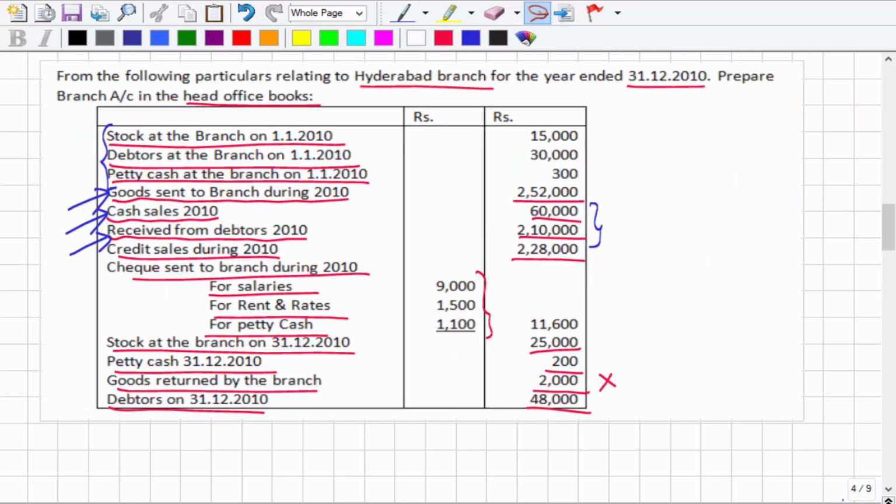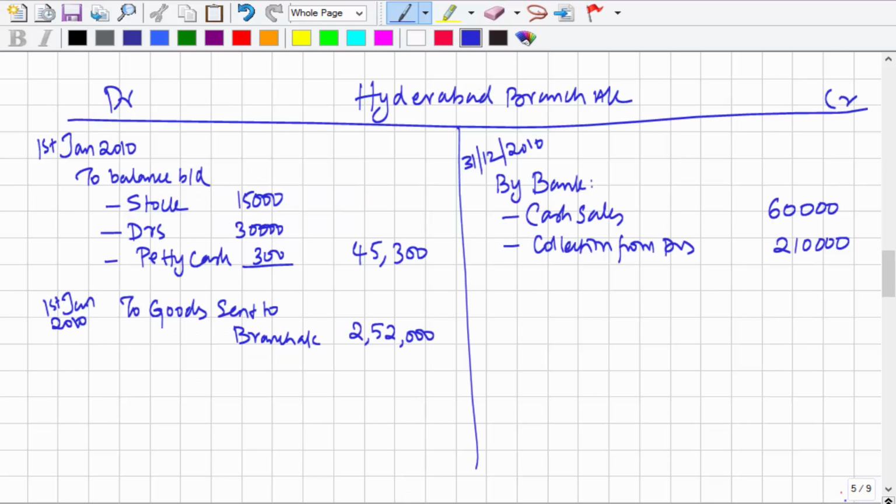Then we have credit sales during 2010, 2,28,000. Please understand, credit sales is not going to figure in. Credit sales is not going to affect your branch account because credit sales got to be routed in the debtors account, and only that collection is being captured here. So credit sales will not appear in this account.